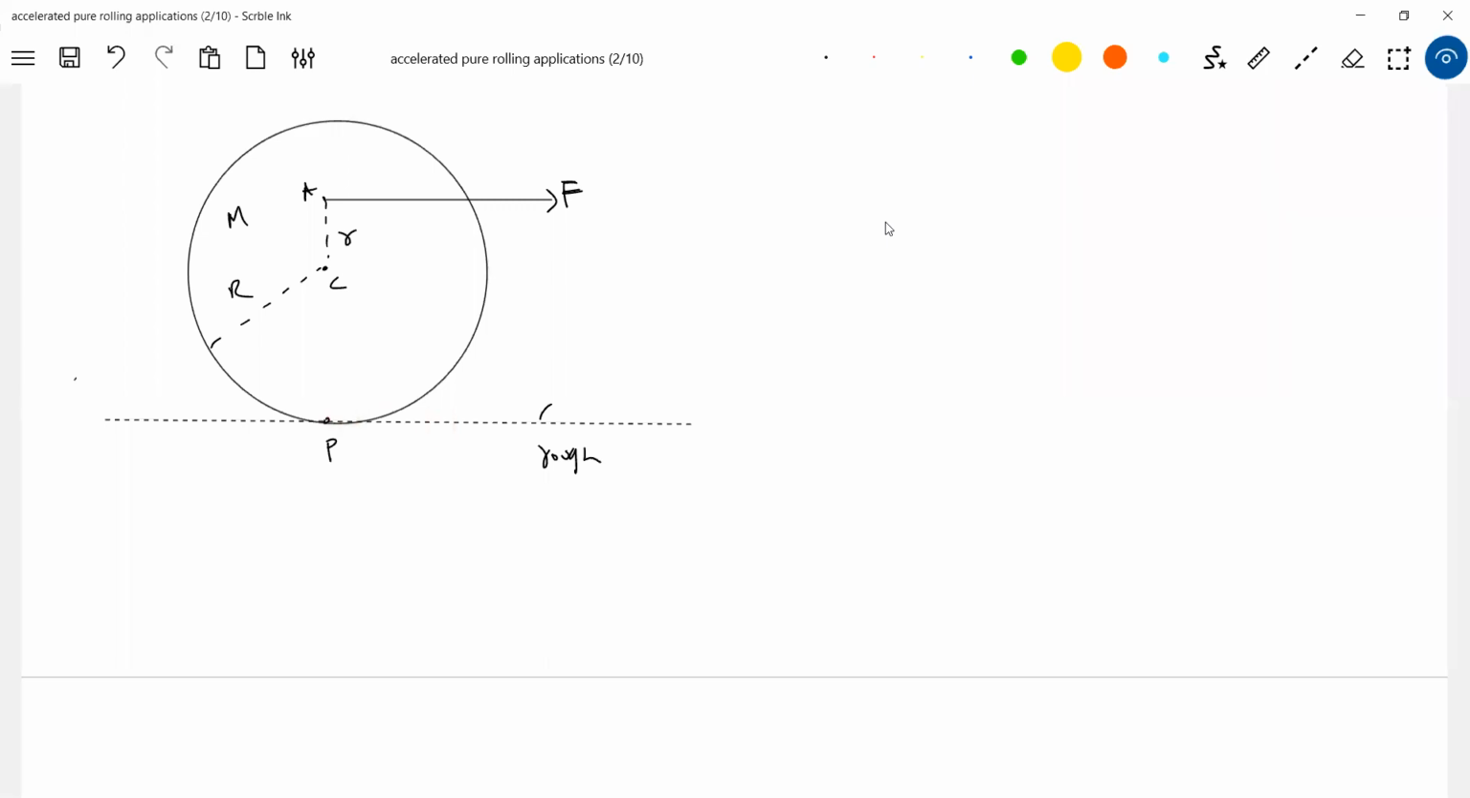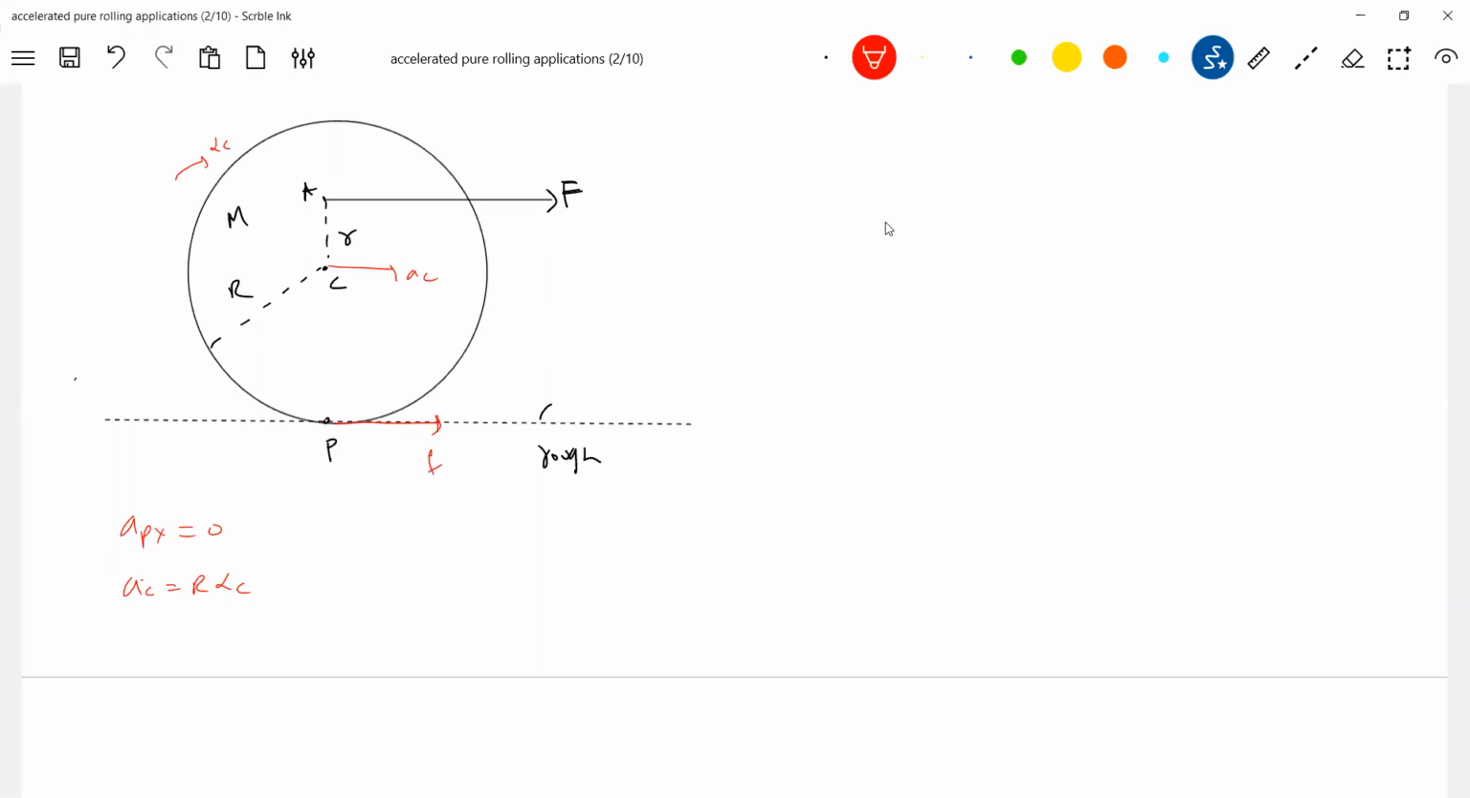So just assume any one direction and solve it. If you get negative, change the direction. If you get positive, what you assumed is right. So I'll proceed like this. I'm going to assume a friction like this here. Then acceleration of center of mass, then it sets up a torque. So what is the acceleration of point P along the x-axis? It must be 0 for pure rolling.